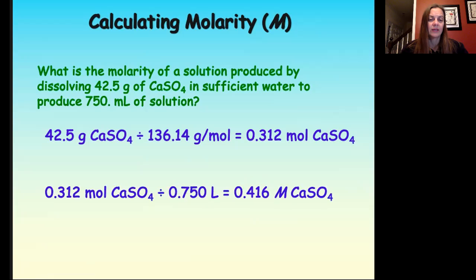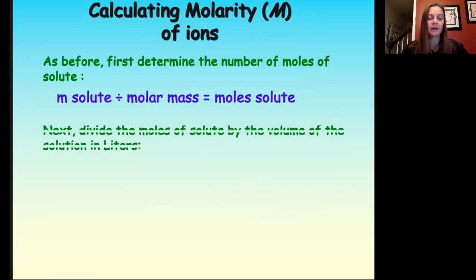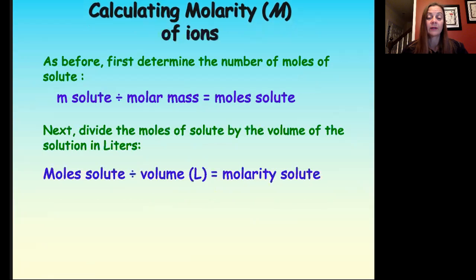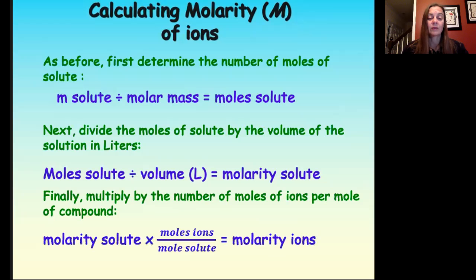But what if I asked you to calculate the molarity of ions? Just like before, we're going to determine the number of moles of solute by dividing by molar mass. We're then going to divide the moles of solute by the volume of solution in liters to find the molarity of the solute. But now the last step is that we need to convert from molarity of solute to the molarity of the ions. That's going to require a conversion factor where we talk about the number of moles of ions per mole of solute. It's kind of like a stoichiometry step. We're just converting from moles of solute to moles of ions.